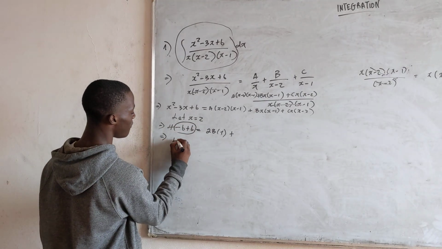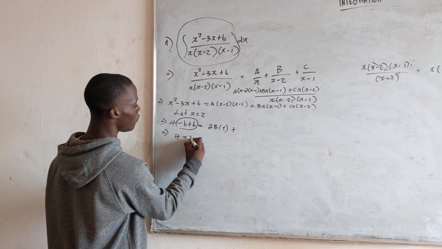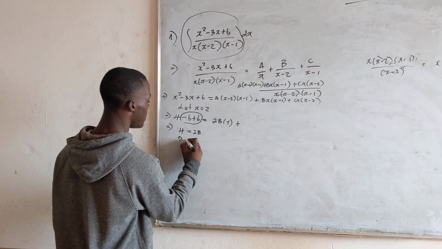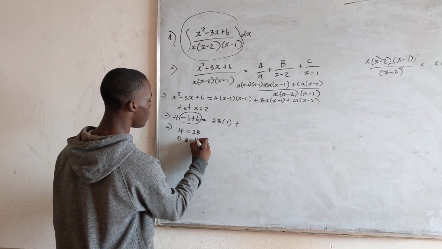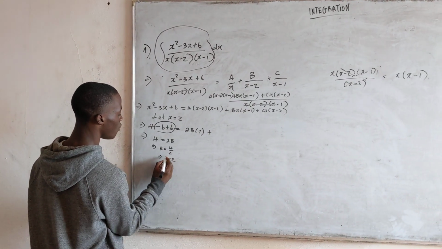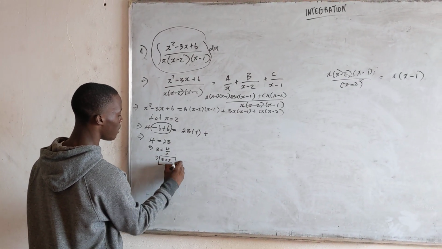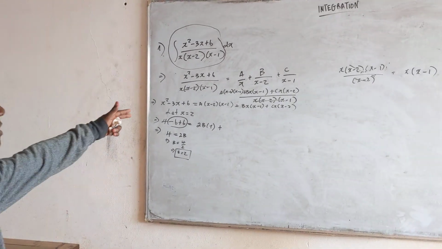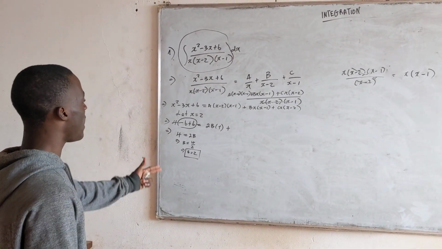So we are just going to be left with 4 equals 2b. This implies our b will be equal to 4 divided by 2, which implies b is equal to 2. Okay, let us keep that away. I've already obtained the b part. Now let us analyze the equation.